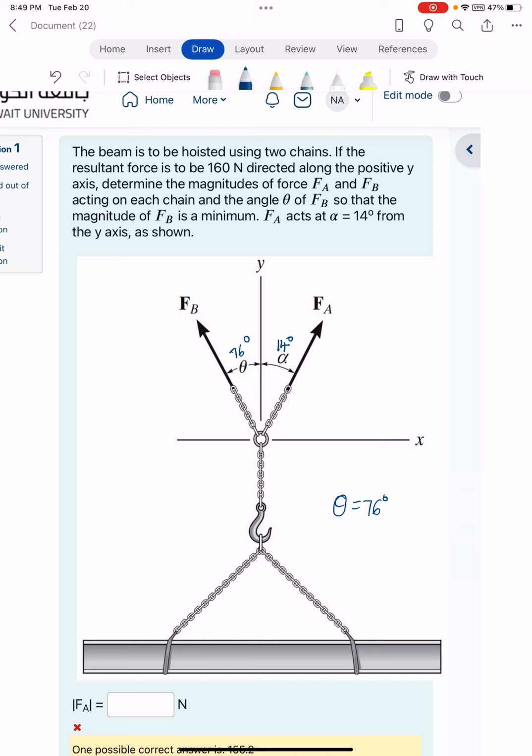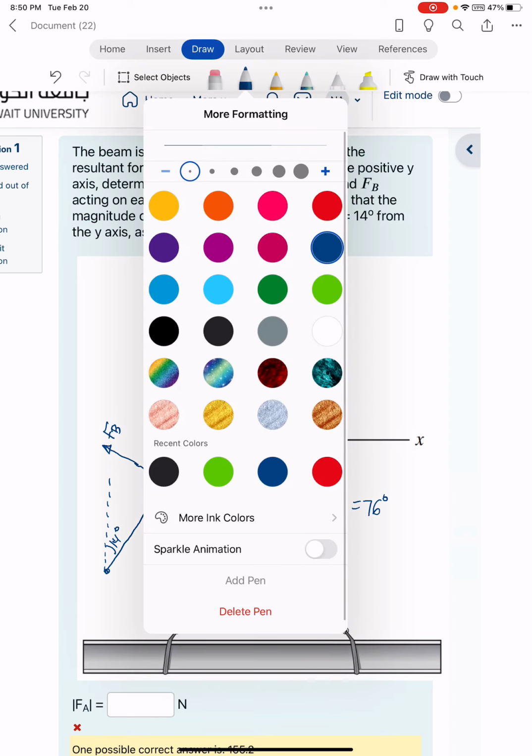Okay, let's do the parallelogram method. If you have the force A going like this, and this is the y-axis, FA, the angle is 14 degrees. And if you take the FB, put the tail on the head, FB. Remember, FB and FA is 90, and then you're going to take the resultant that is from this point. Let's just call this resultant.